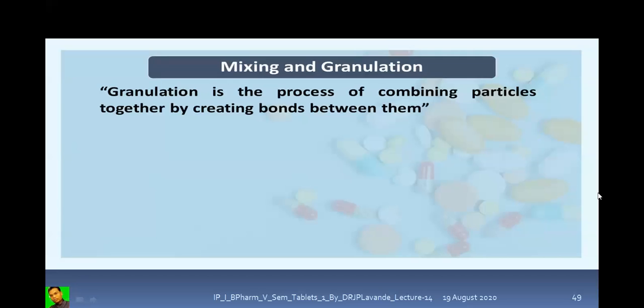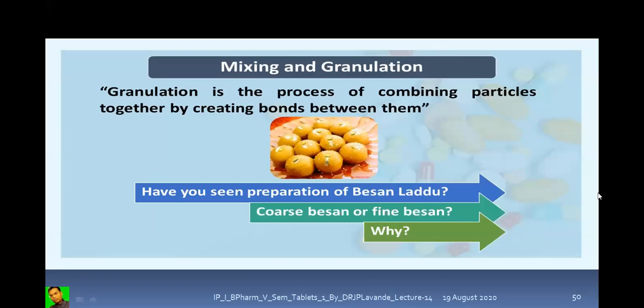Now in order to understand this, again we have to move to our kitchen, isn't it? The very delicious sweets. There is a festive season, like Shravan, again there is the Ganpati festival, very soon there is Dussehra, very soon there is Deepavali. So this becomes a routine part of our kitchen, that is the preparation of besan laddus. Have you seen the preparation of besan laddus?